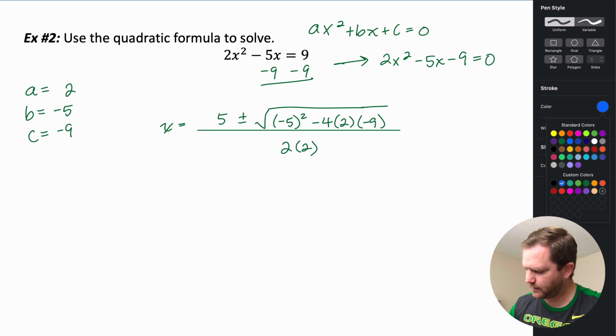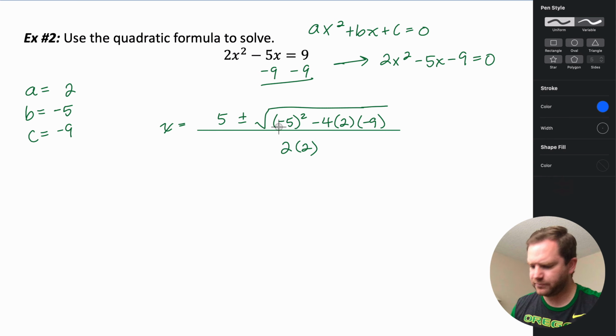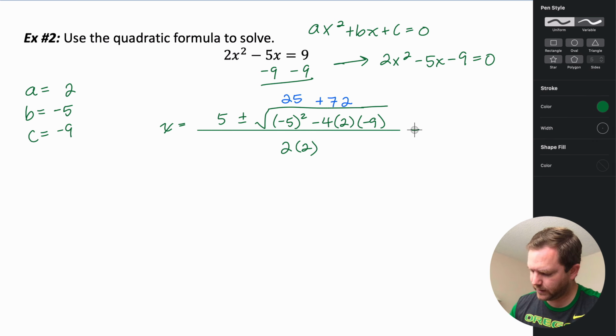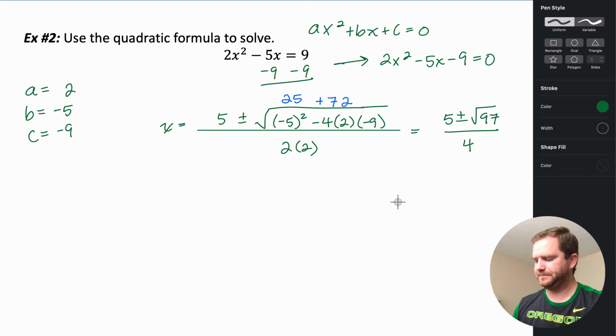Okay, so let's go ahead and do some simplifying here. -5 squared. So -5 times -5 is +25. -4 times 2, that's -8. -8 times -9 is going to be +72. And then when we add those together, we're going to get 97. So it's 5 plus or minus the square root of 97, all divided by 2 times 2, which is 4.